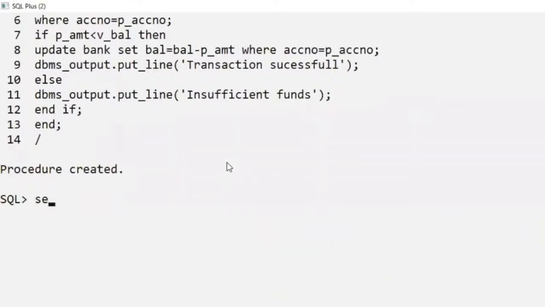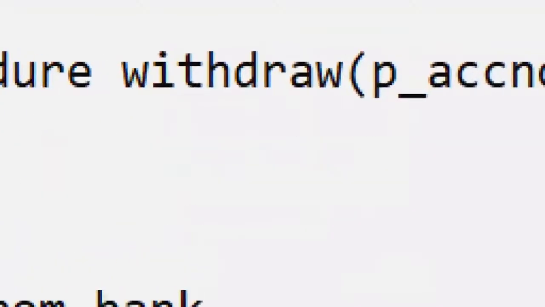Now check it out. Observe here. I try to check something. Here I'm executing: exec procedure name withdraw. Okay, fine. I'm calling this procedure withdraw. You may not have an idea what all these things are. Just observe it here. Withdraw is the name of my program I'm giving only.